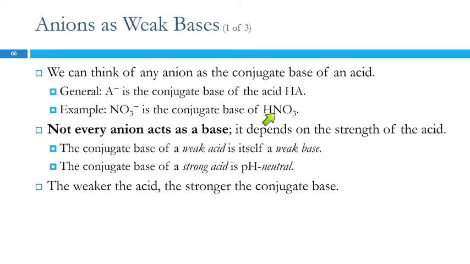This is a strong acid, though. It's got all the strength, and so its conjugate base has no strength. It doesn't act as a base. Does that make sense? The stronger this is, the weaker that is. If this is weaker, that's stronger. Everybody okay with that? So when we have a strong acid, the conjugate base does not act as a base. So we say it's pH neutral.